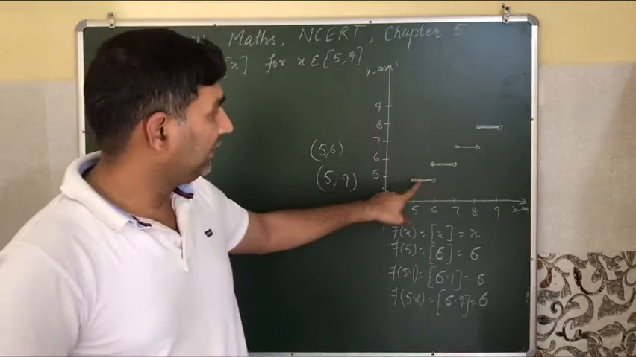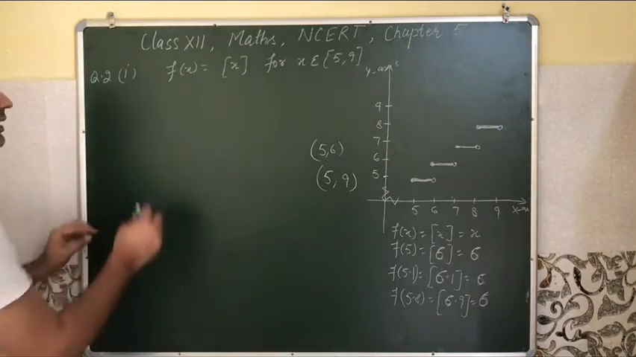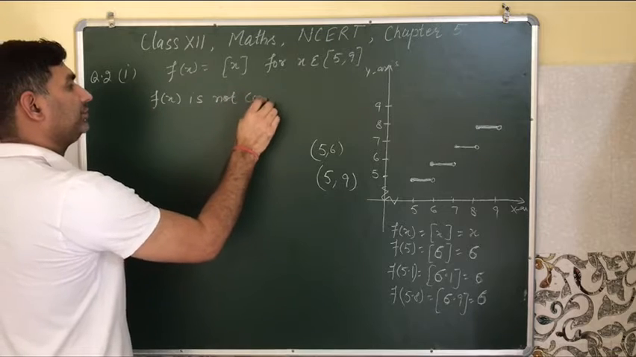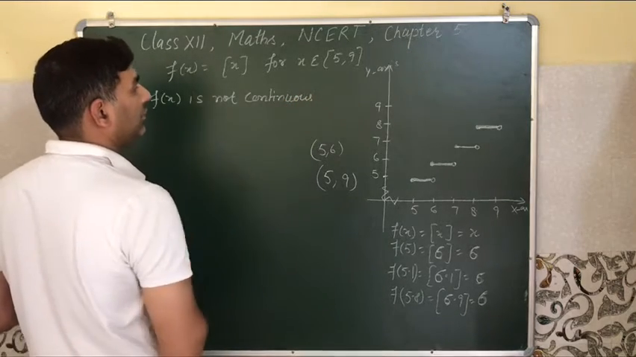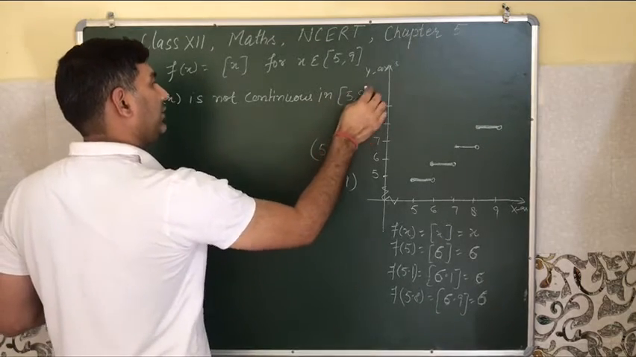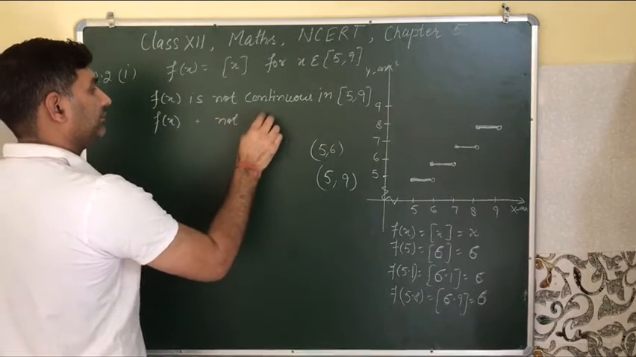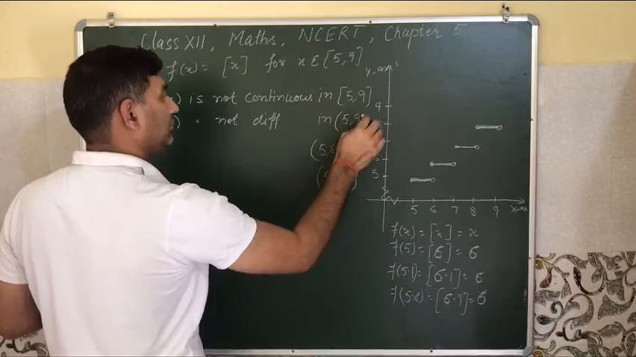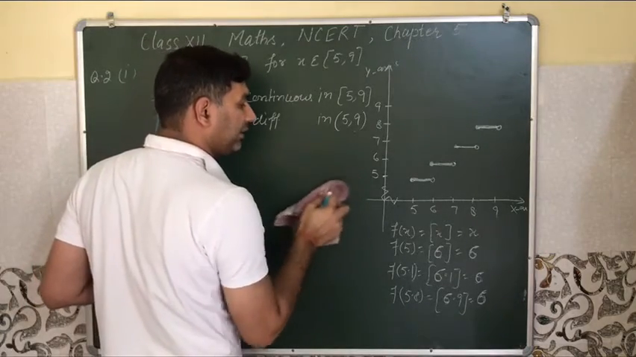And it is not a continuous function. Then we can say that f(x) is not continuous in the closed interval [5, 9], and the function is not differentiable in the interval 5 to 9.